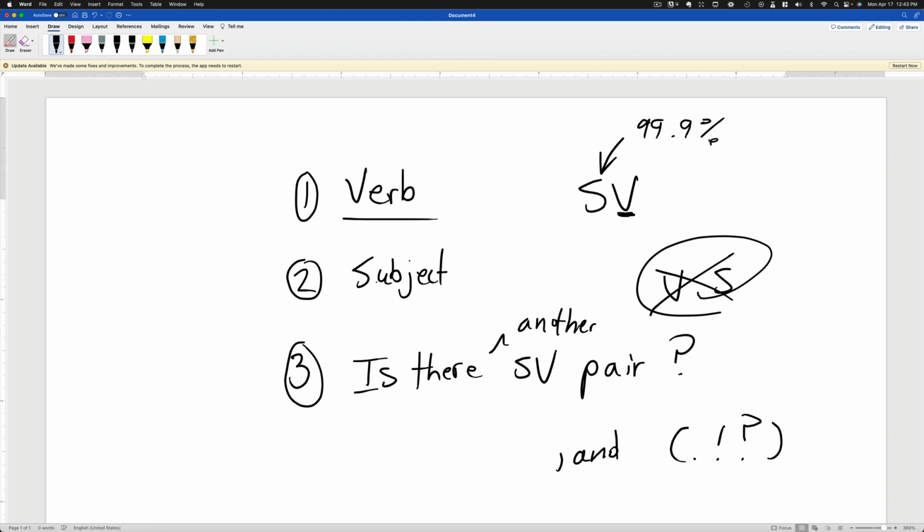If you have the verb and the subject, don't assume you have a complete sentence. You need to ask, is there another subject-verb pair? If there are 2 subject-verb pairs back-to-back, well, you might have a run-on, especially if those 2 subject-verb pairs aren't joined appropriately, like with a comma and a fanboy like and, or with a period, exclamation point, or question mark, and then a capital letter. So you need to really check, do I have 2 subject-verb pairs back-to-back, and are they joined appropriately? Because if they're not, you probably have a run-on. But if you have a sentence that just has 1 subject-verb pair, then you have a complete sentence.